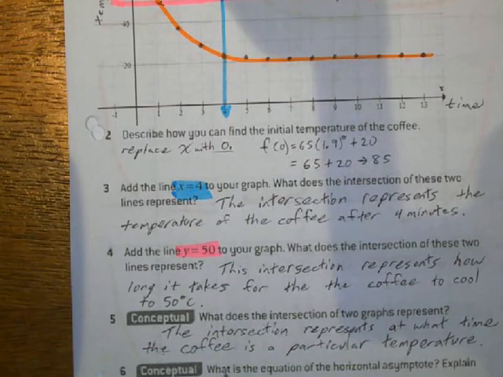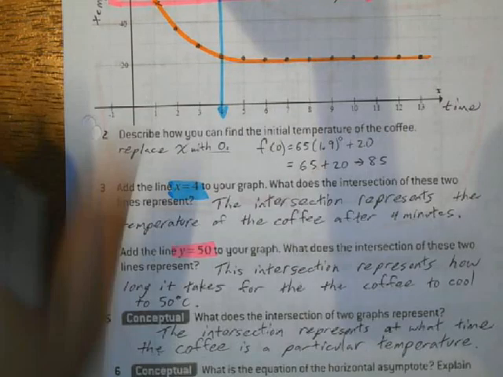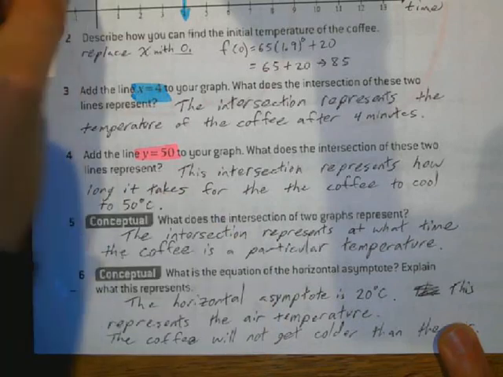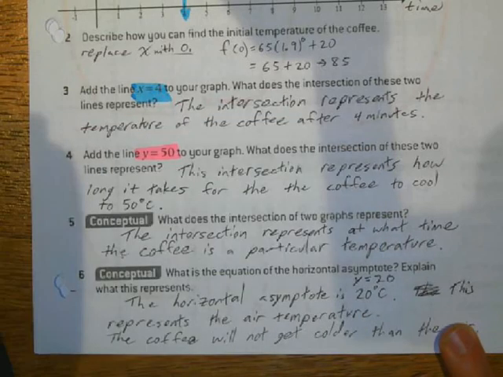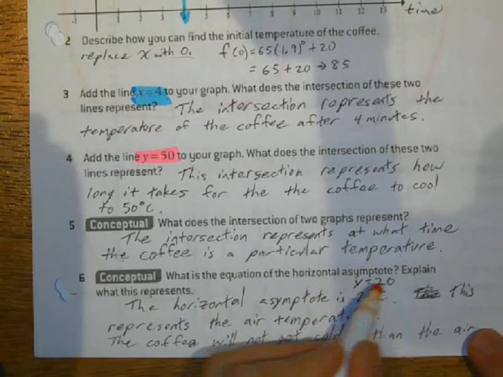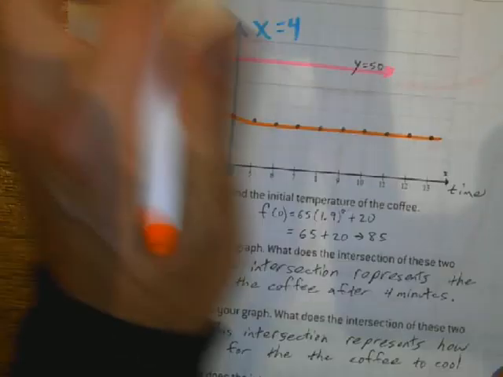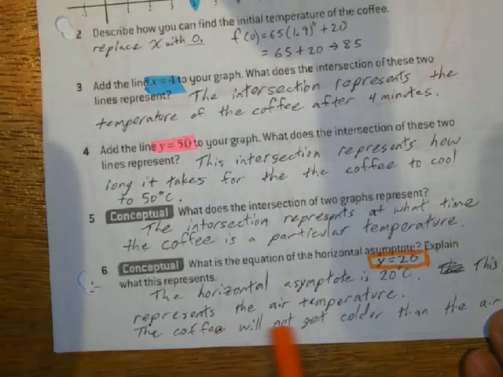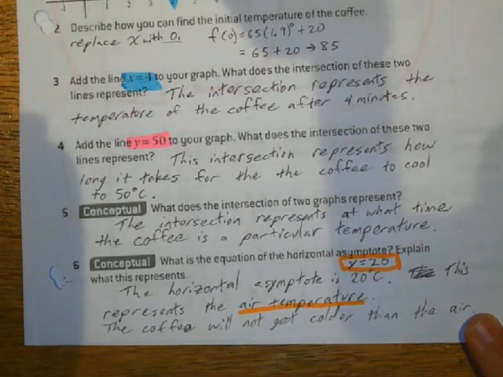Okay, and what is the equation of the horizontal asymptote? So as we can see here, our equation of the horizontal asymptote is y equals 20. Okay, and let's write that up here too. y equals 20. And this represents, I would say, the air temperature, because the coffee is not going to get colder than the temperature of the air.